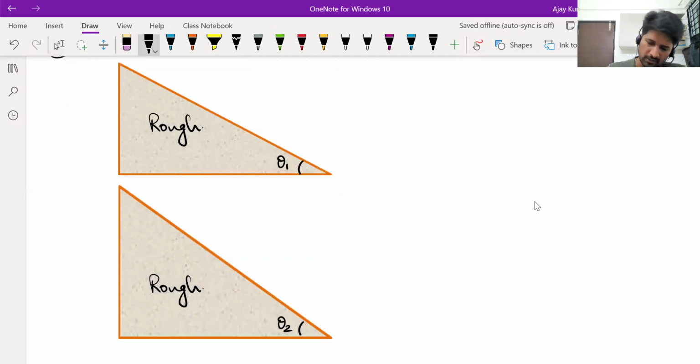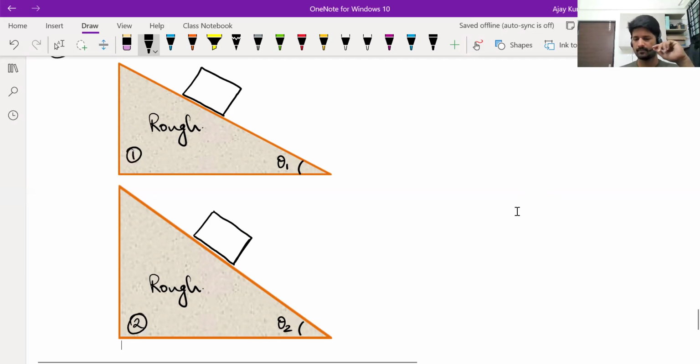Tell me, imagine placing a block on each of those surfaces. The nature of surface is the same. For which angle, θ1 or θ2, is the block more likely to slide? If you just keep the block there and leave it, on which incline is the block more likely to slide? Case 1 or case 2? Case 2, sir. Okay, we'll see. Others, what do you say? In which case is it more likely to slide?